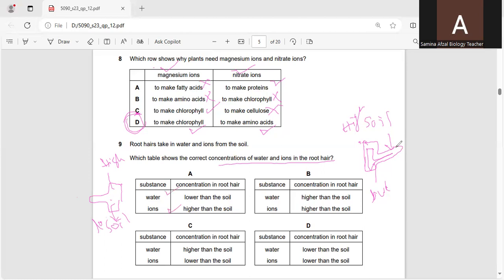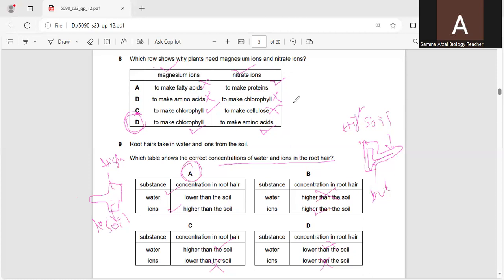Let's see B, C, and D. Water higher than the soil? No, water will always move from higher water potential towards lower water potential. It can be correct, higher than the soil. Water higher than the soil, lower than the soil? No. Lower than the soil? No, no. So according to this, our A option is the correct option.